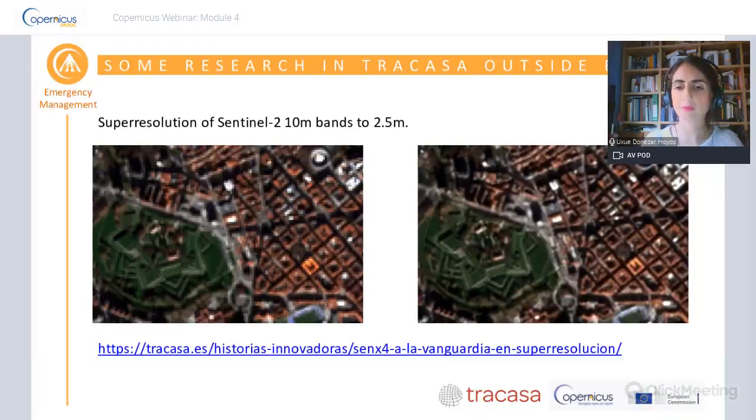And just to end, some of the research lines that we are carrying out in Tracasa outside the validation, but that could in the future be applied in validation or in the Copernicus EMS mapping. We are working on the super resolution of Sentinel-2 images, from Sentinel-2 10-meter bands to 2.5 meters. This is a very interesting project that could overcome the limitation of the spatial resolution of Sentinel-2.